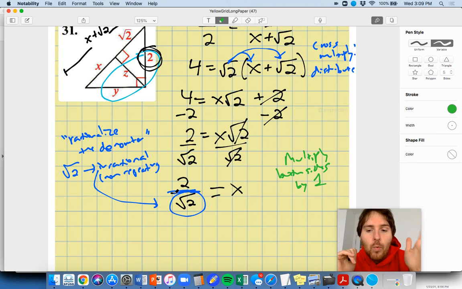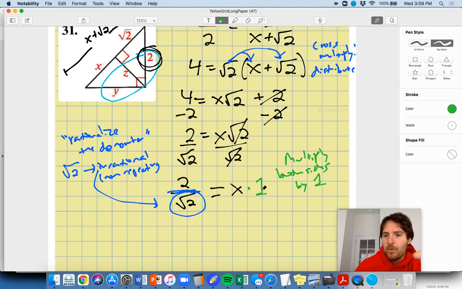So the number 1 is the only number I can multiply to a side of an equation without changing it. If I just multiply the 1 over here, it's not going to change this. It's still going to be equal to x. X times 1 is still 1x, right?